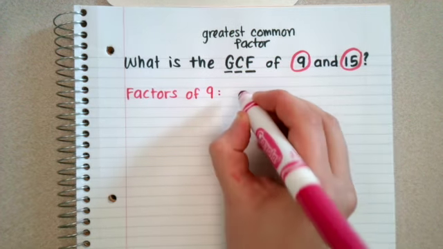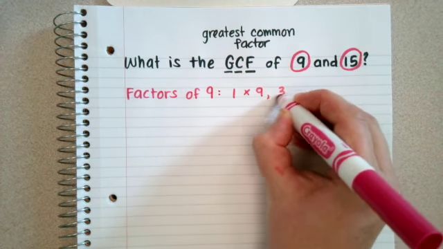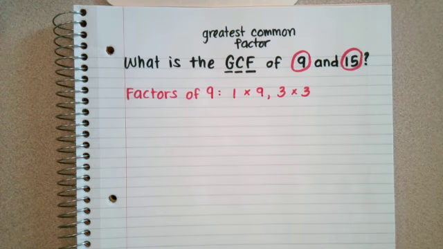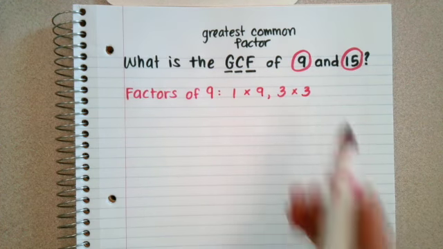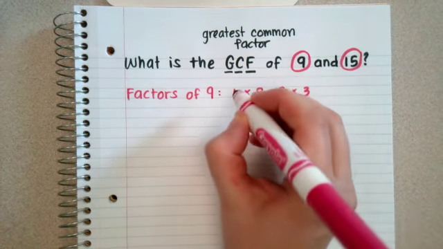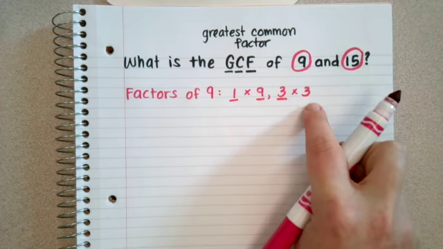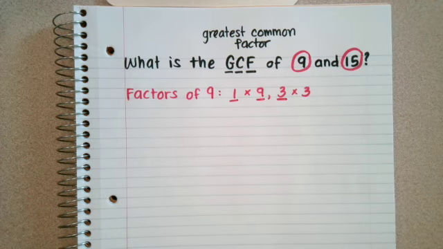The factors of 9 are 1, 9, and 3. There's no other set of numbers that can multiply together to make 9. So the only factors of 9 are 1, 9, and 3. You don't have to count the other 3 because we've already mentioned 3 as one of the factors. So 1, 9, and 3 are factors of 9.